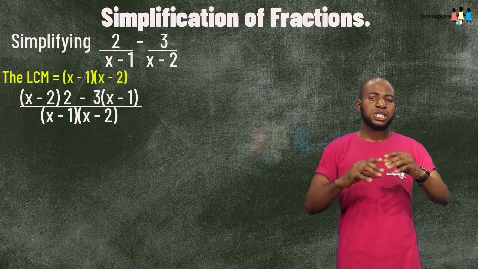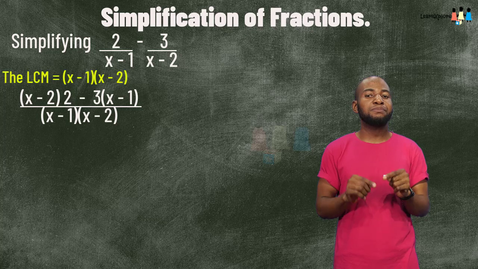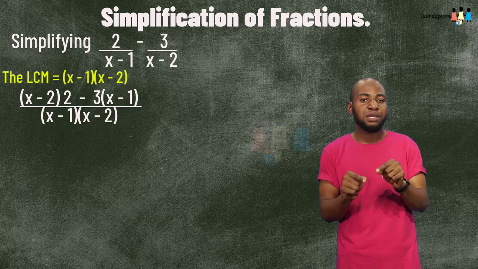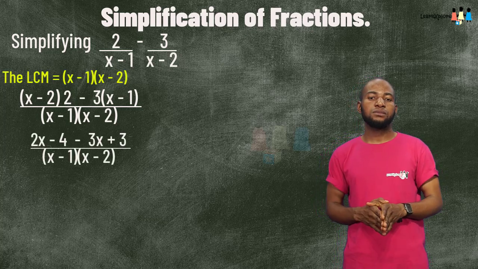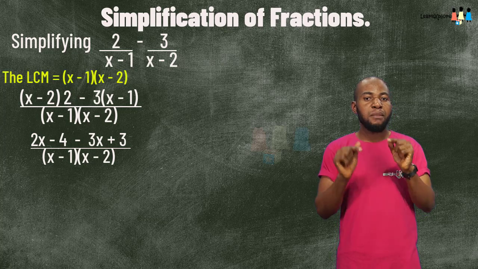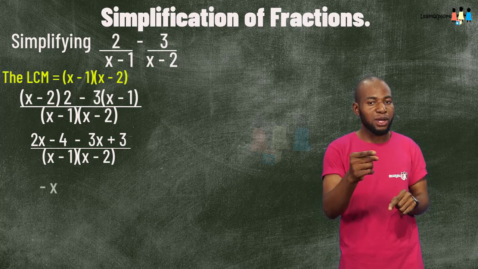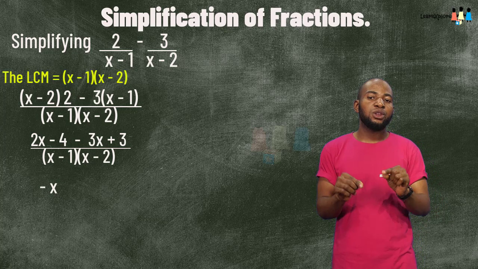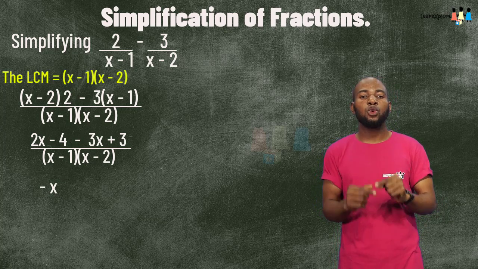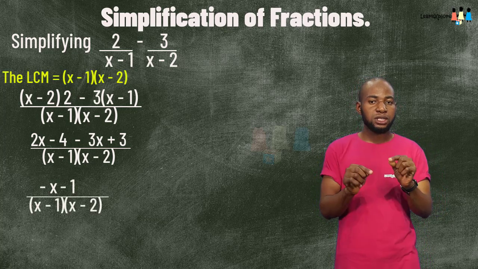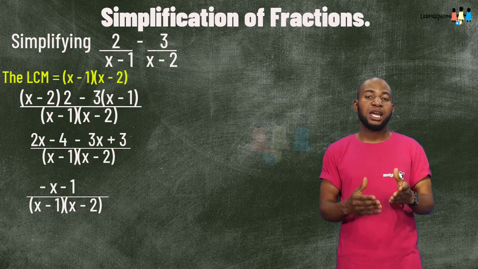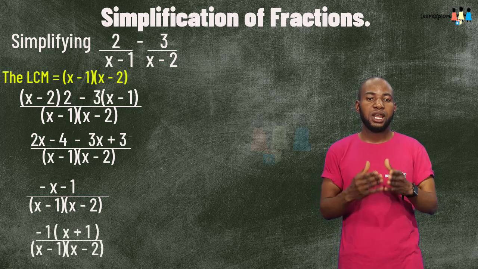Now, if I expand the brackets by multiplying the brackets by what you have outside the brackets, we have this. 2x minus 3x is equal to minus x. Minus 4 plus 3 is equal to minus 1. Place the denominator. You can leave your answer like this or factorize it like this.